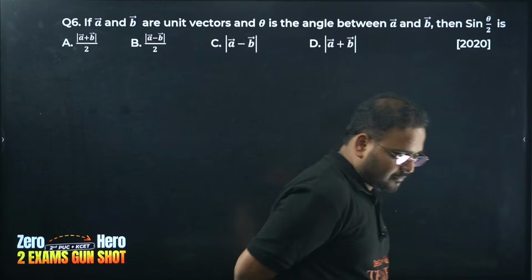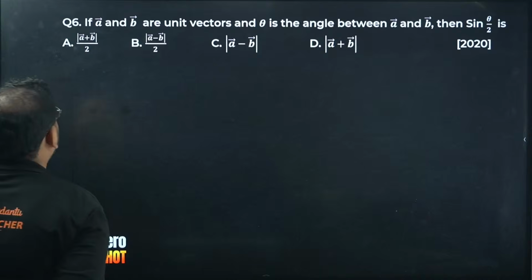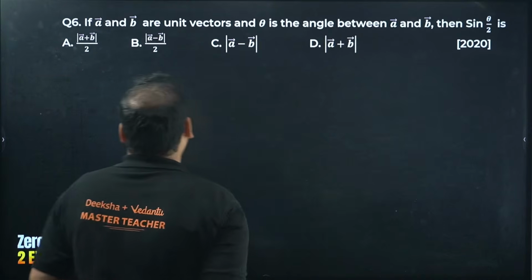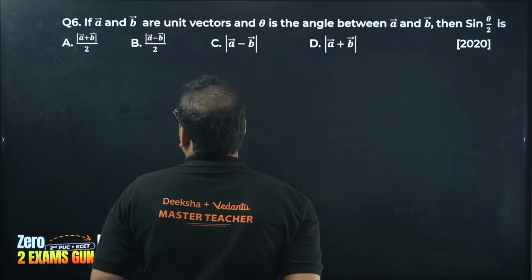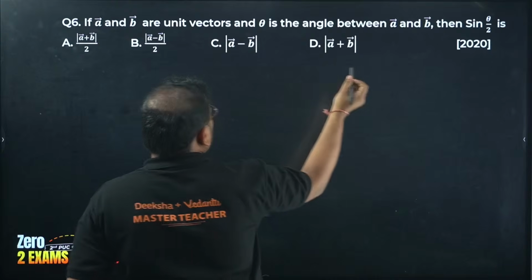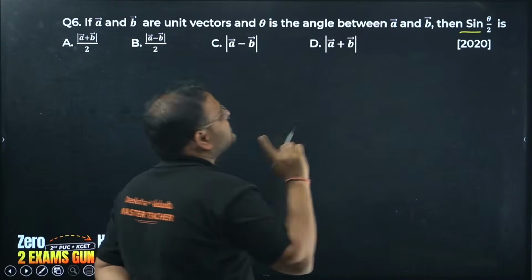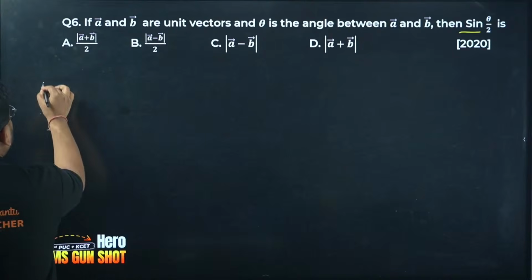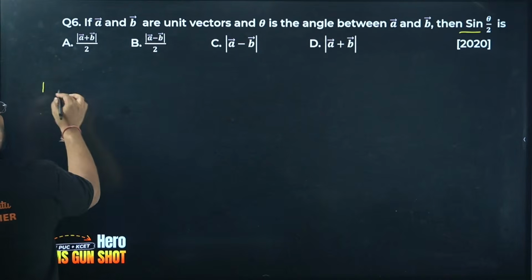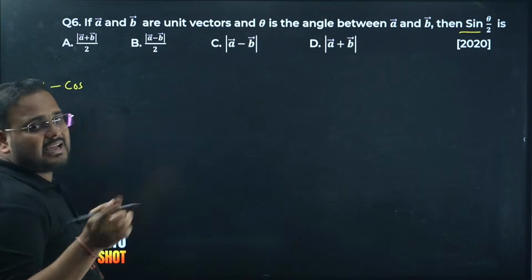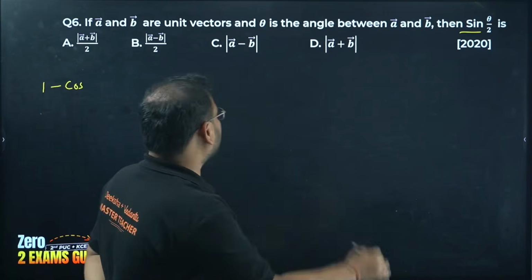If A and B are unit vectors, theta is the angle between A and B. What's the value of sine theta by 2? Check here. I want sine theta, right? So you can see this will be obtained by A minus B. How can I say that, sir? Because if I take dot product, I'll get cos only. If I have 1 minus cos form, then only I can get sine theta. So let me try this A minus B form.